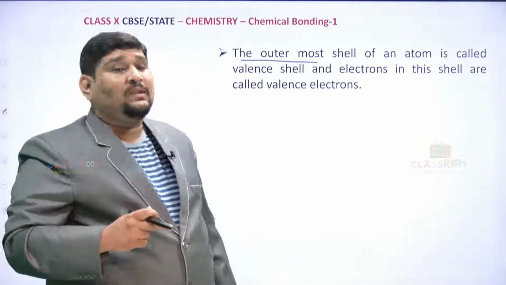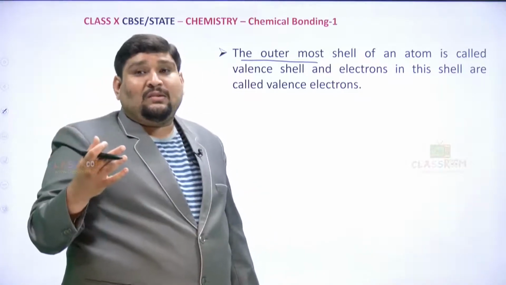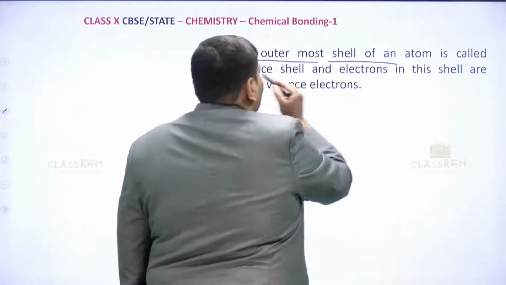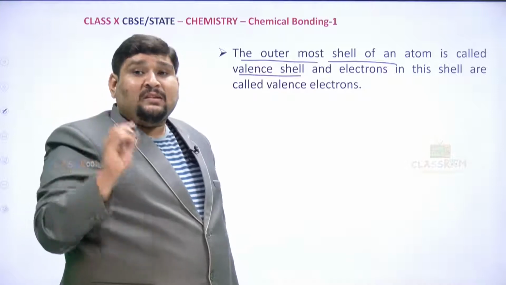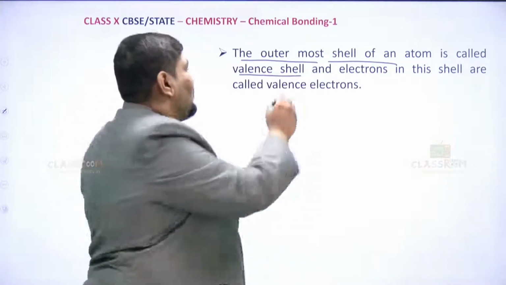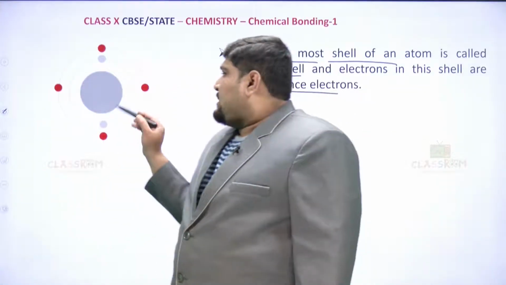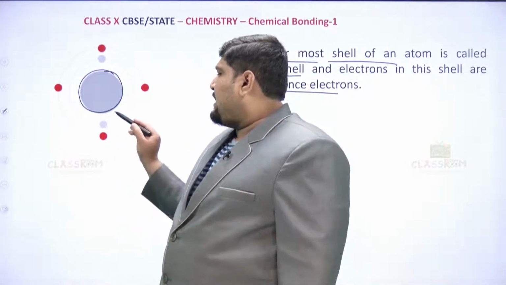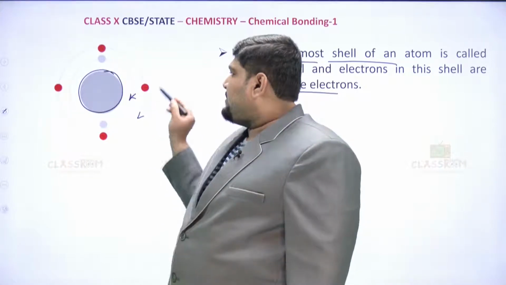To know that, we need to understand the concept of valence electrons. As you know very well, the outermost shell of an atom is called the valence shell, and the electrons present in that outermost shell are called valence electrons. I took an example. This is the nucleus, this is the first K shell, and next come the L shell and the M shell.